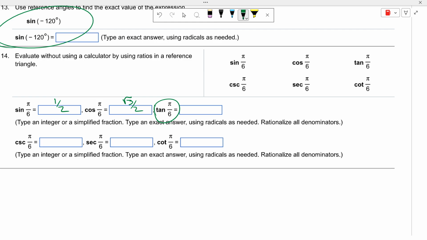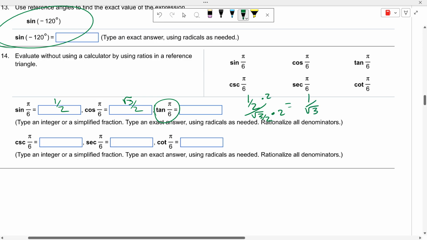Tangent is sine over cosine. So tangent is 1/2 over square root of 3 over 2. This is a complex fraction. How can I simplify a complex fraction? Multiply both the top and bottom by 2. And we get 1 over square root of 3. Can we leave the square root of 3 on the bottom? No. So how do we get rid of the square root of 3 off the bottom? Multiply by square root of 3 on the top and bottom. So you get the square root of 3 over 3.